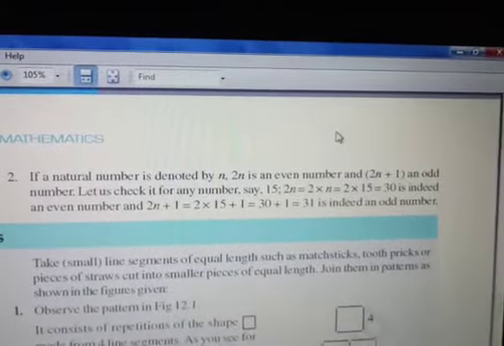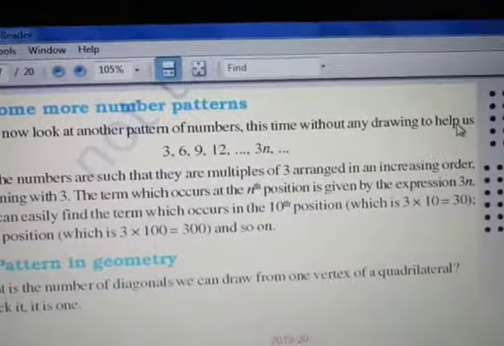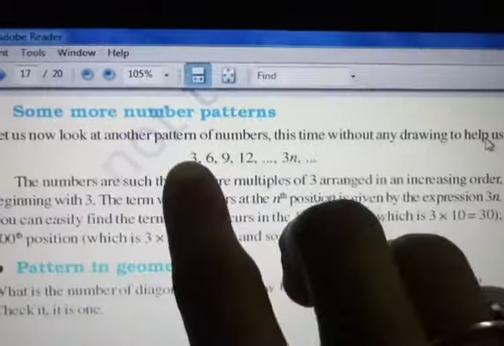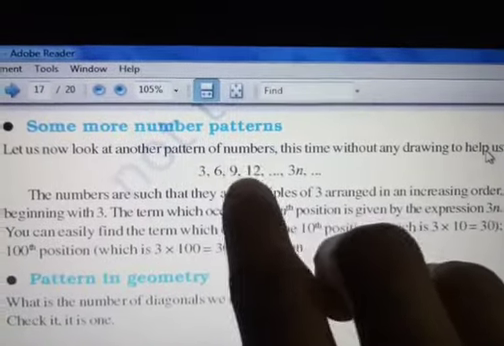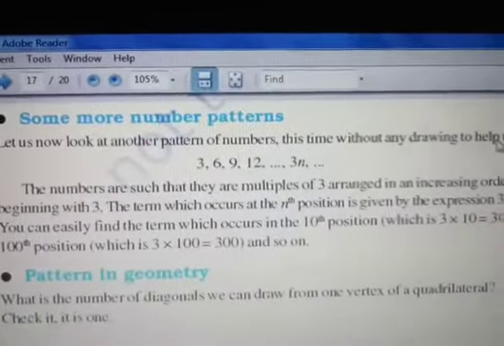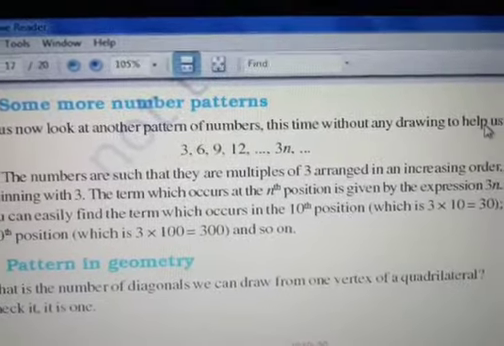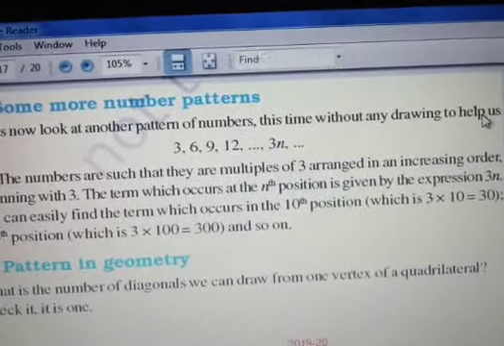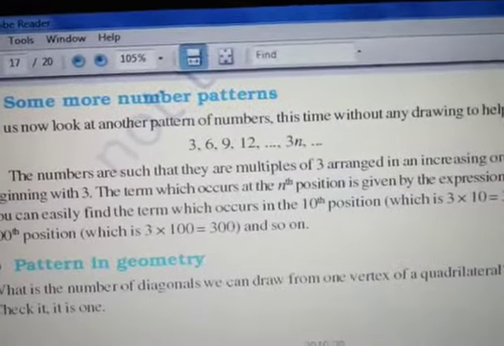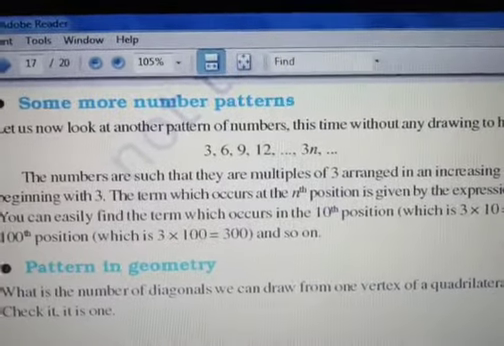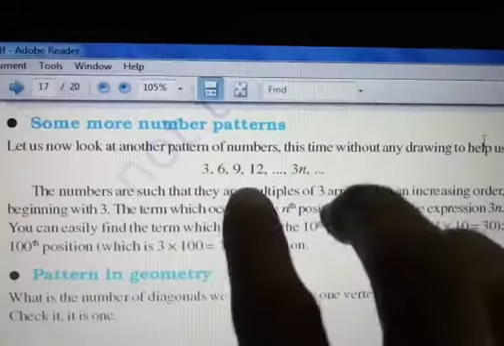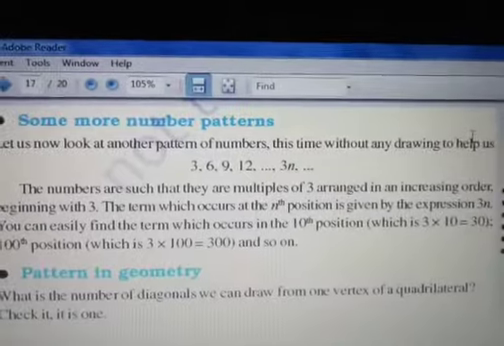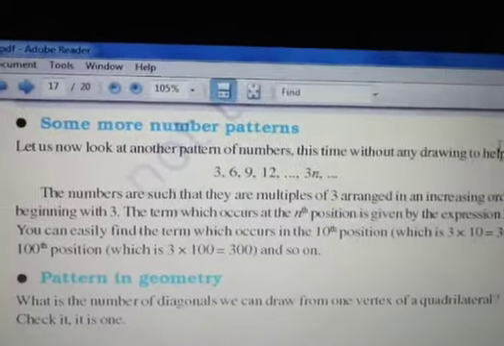Understood? Next page you can see some more number patterns. See, they have given the multiples of 3: 3, 6, 9, 12 and so on. So what will that number be denoted as? 3n. See, if it is an even number, it will be multiples of 2: 2, 4, 6, 8 and so on. That will be represented as 2n. So like 3, 6, 9, 12 means it is 3n. This is one of the number patterns. You can read all of these.